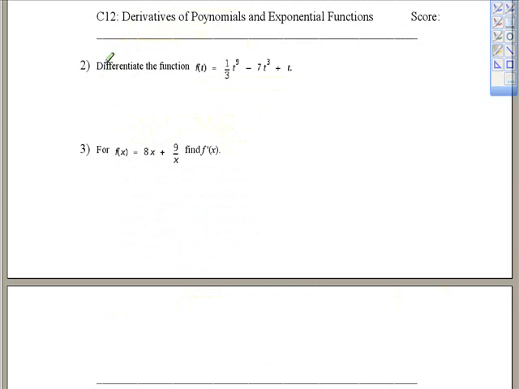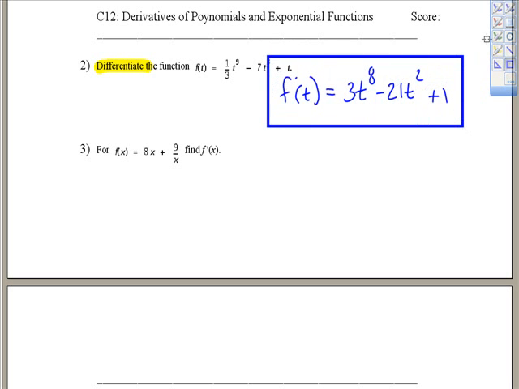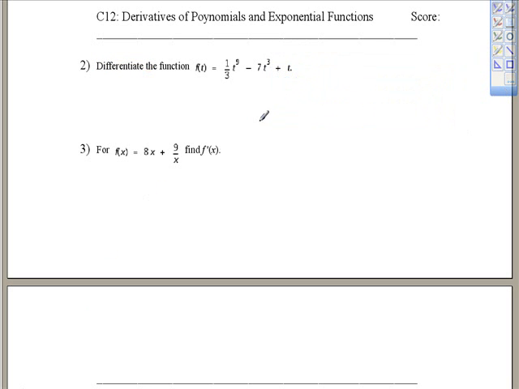Number 2, we need to differentiate the function. f of t equals 1/3 t to the 9th minus 7t cubed plus t. So f prime of t would be, let's see, 9 times a third is 3, t to the 8th, minus 3 times 7 is 21, t squared, plus the derivative of t, which is 1. It's a pretty straightforward general differentiation of a polynomial. Any questions there?